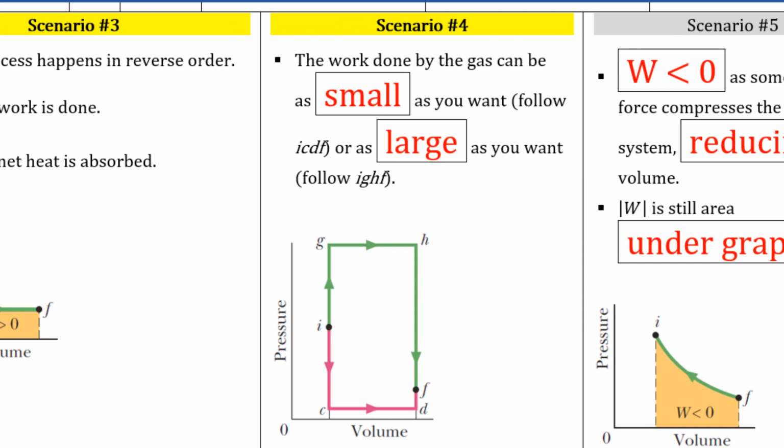Scenario number 4 is making the point that you can design a pathway from some initial state to some final state to meet specific goals. Maybe your goal is to produce as much work as possible, or maybe it's to require as little heat as possible, or something else.